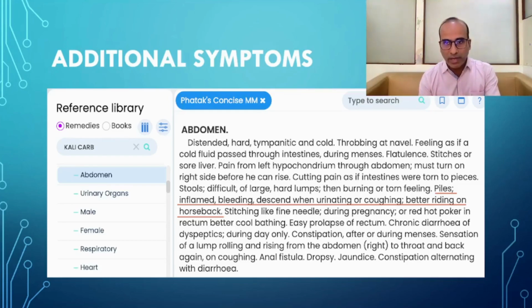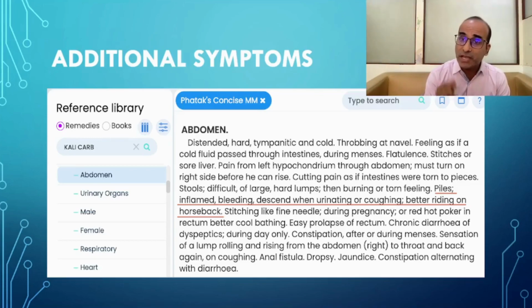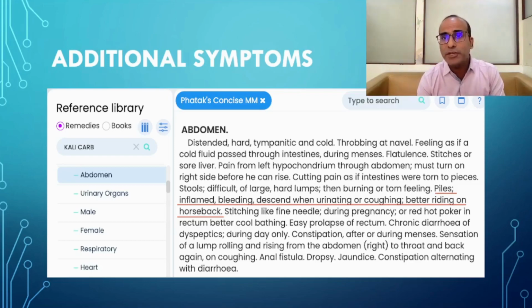So I had a case, and the case was of a young female, and she was suffering with piles, and a very characteristic symptom I got, that her piles bleeding would get aggravated during urination. Okay, during stool, piles getting aggravated, bleeding getting aggravated is a very common symptom, but she said during urination, very specific. So I searched this rubric in Phatak's repertory, piles, aggravation, urination during. So I got Kali Carb as the single remedy.